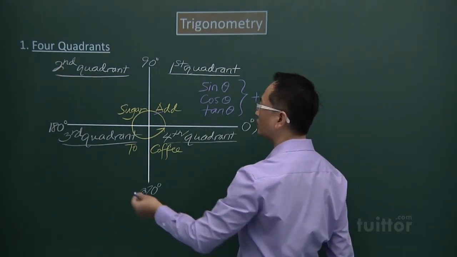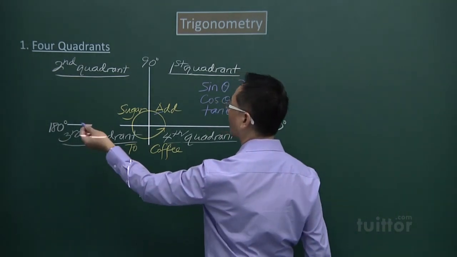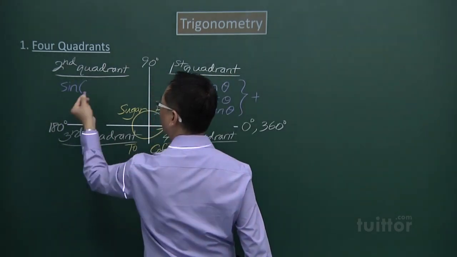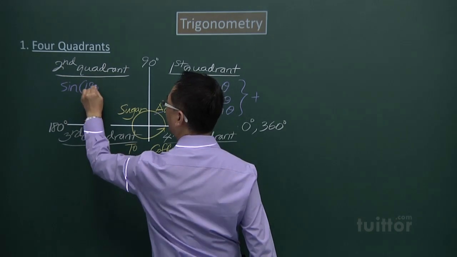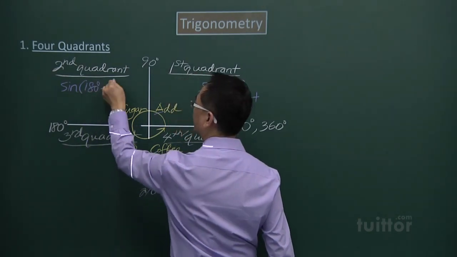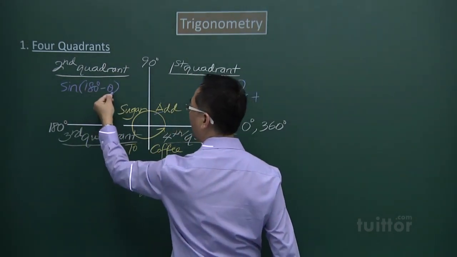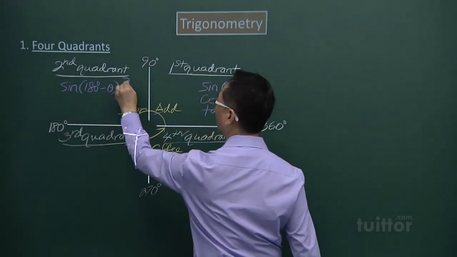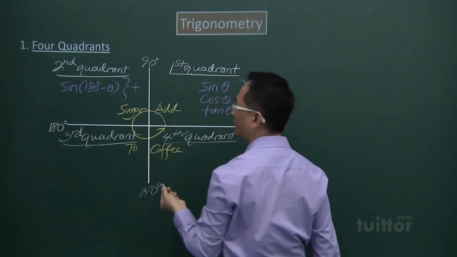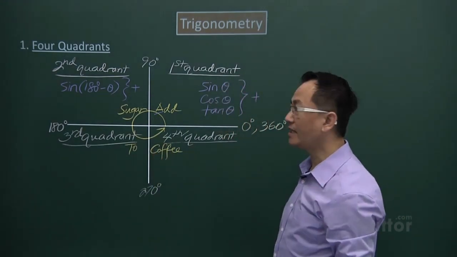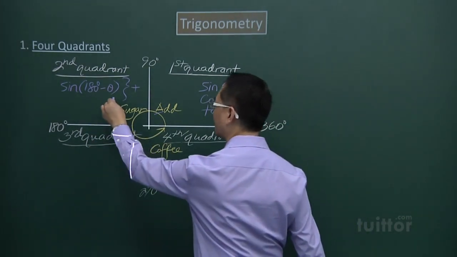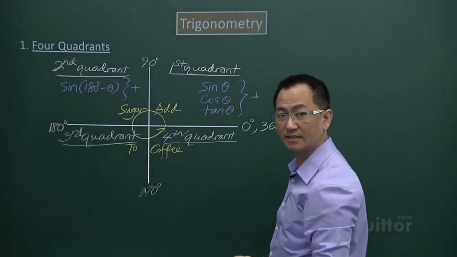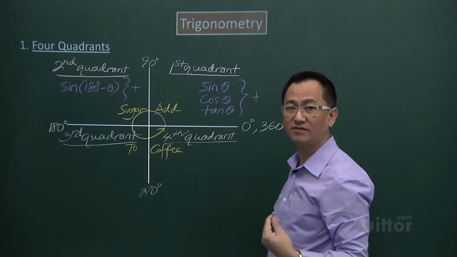For second quadrant angle, I have sine bracket 180 degrees minus theta. That is my second quadrant angle. That will also give me a positive value. So implying that whatever I don't write here, like cos bracket 180 minus theta, will give me a negative value.